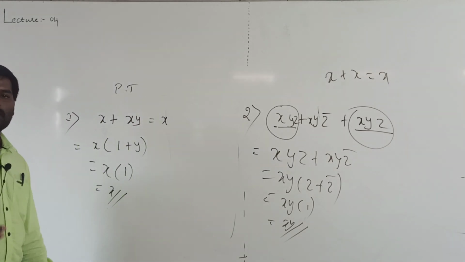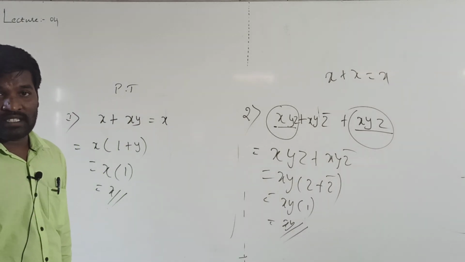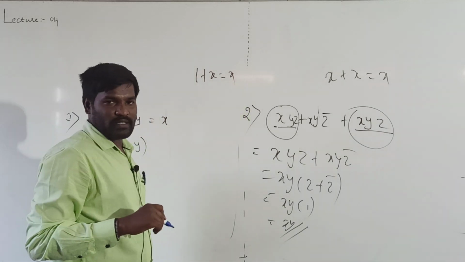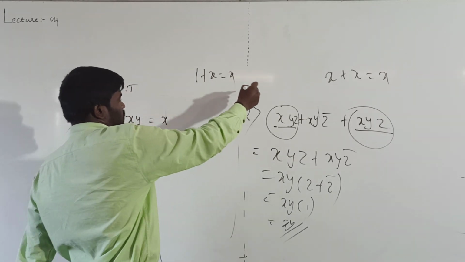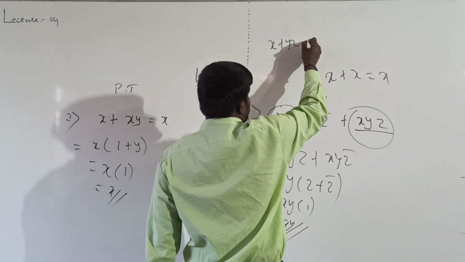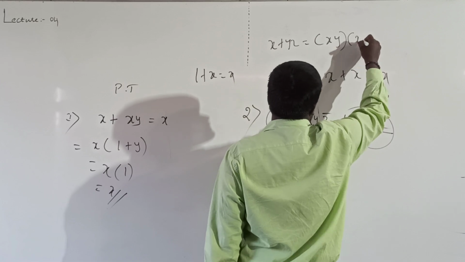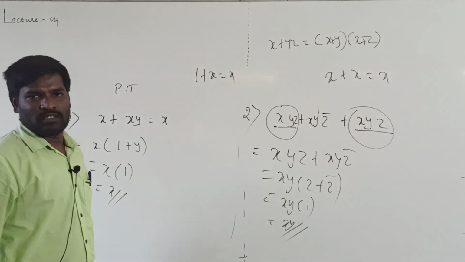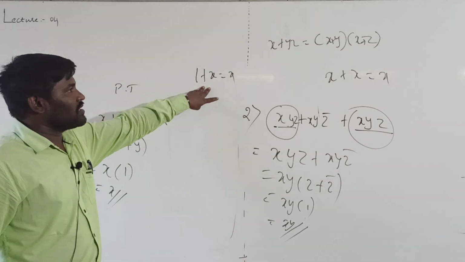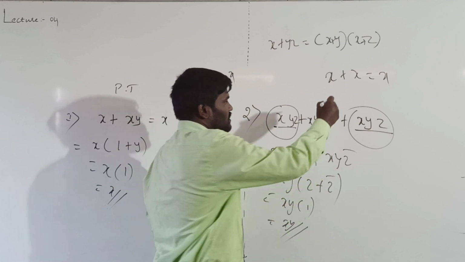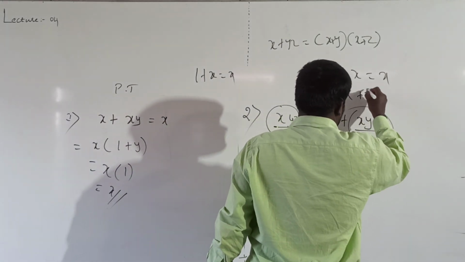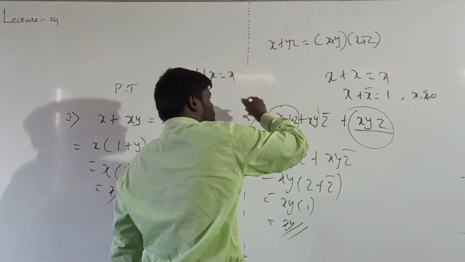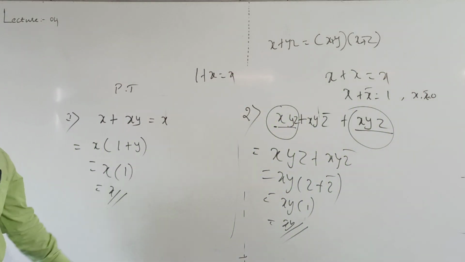The laws are very important. One more thing you have to remember: 1 plus x is equal to 1. Another is the distributive law, x plus yz is equal to x plus y into x plus z. And the complement laws: x plus x bar is equal to 1, and x into x bar is equal to 0. These laws are very important, and you have to use these laws the most.